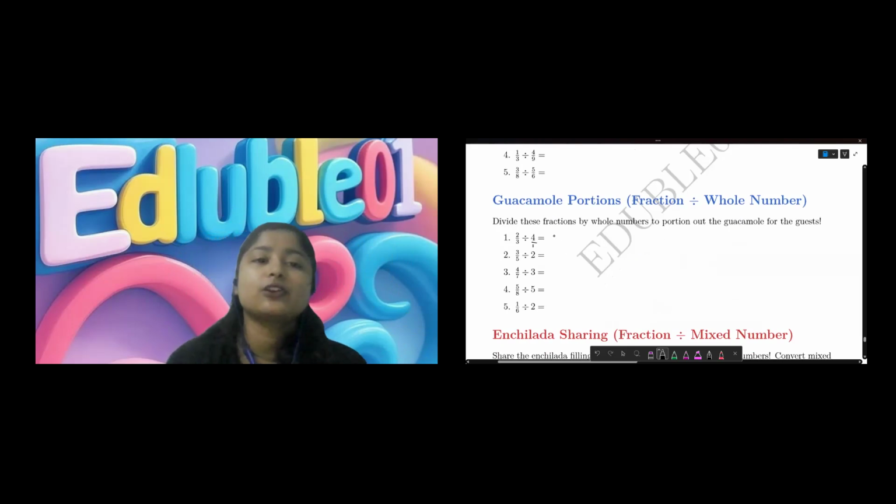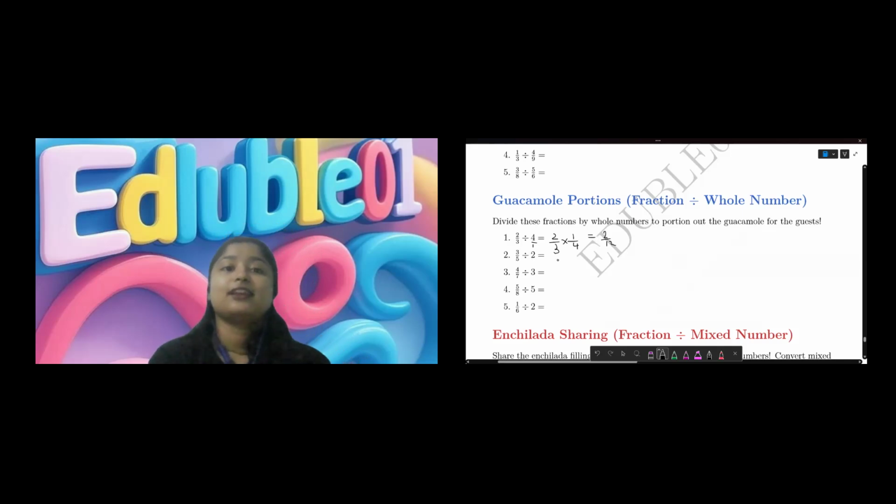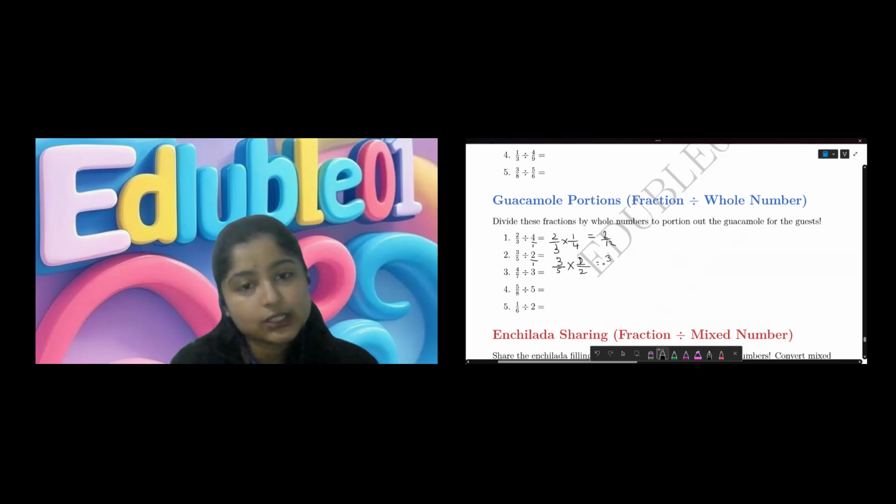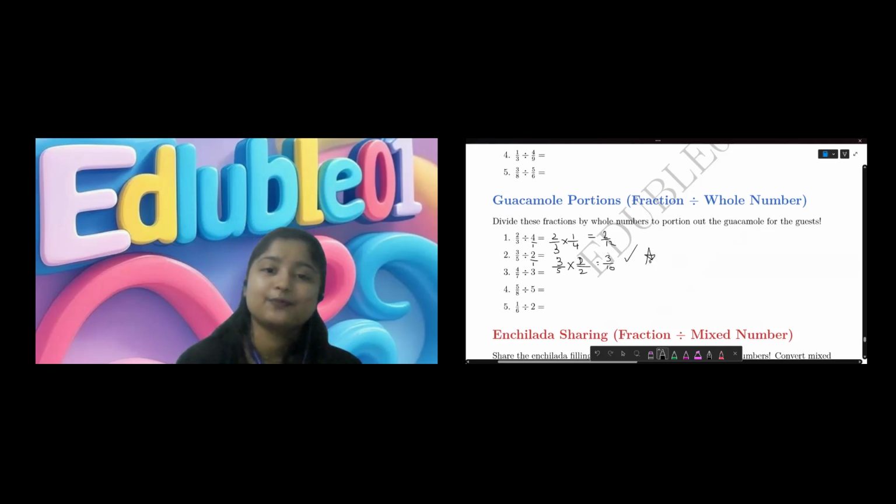That's it. So this is going to be 2 over 3 times 1 over 4. 2 times 1 is 2, 3 times 4 is 12. That's what your answer is. Now, 2 over 1. So 3 times 3 over 5. Now change the sign, and 2 over 1 is going to be 1 over 2 now. 1 over 2. So 3 times 1 is 3 and 5 times 2 is 10. So 3 over 10. Exactly. This is how you do the question.